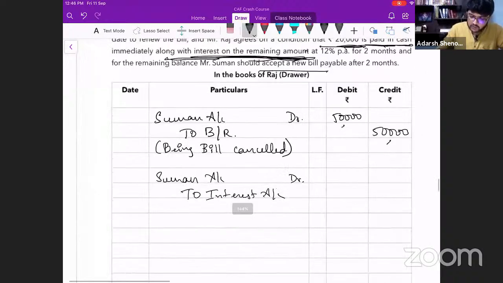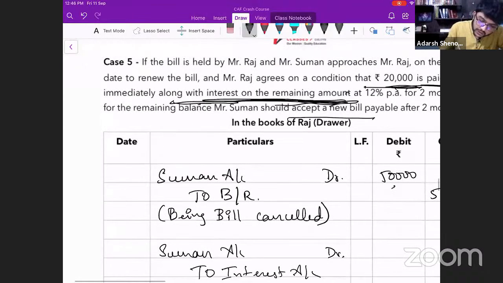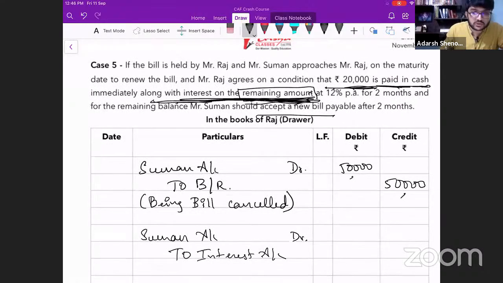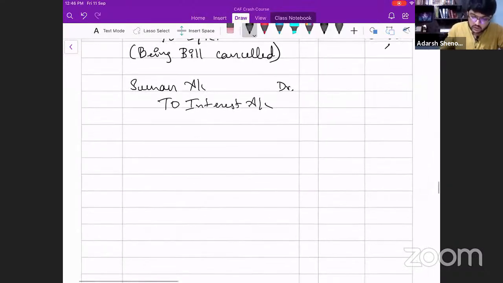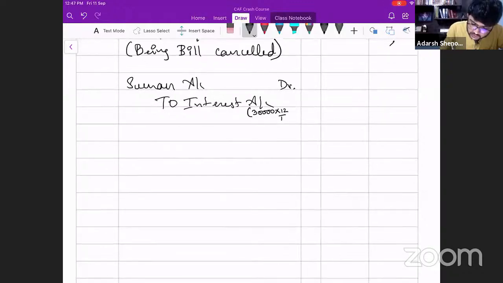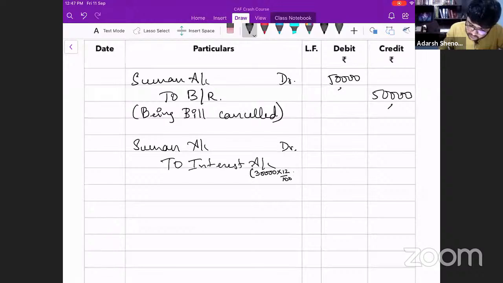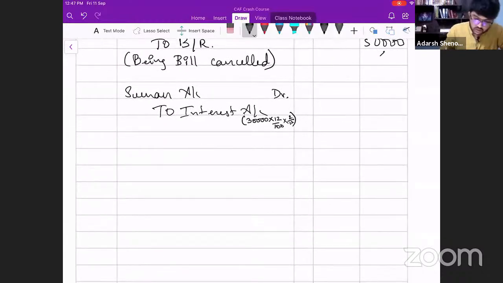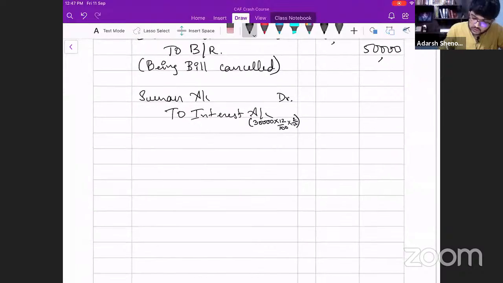How much is the interest? How did we calculate, sir? Interest is to be calculated on remaining balance. Shreyas, pay attention. On the remaining amount. How much is the total amount? 50,000 rupees was the total bill amount. In that 20,000 rupees is being paid upfront. Remaining amount is 30,000 rupees. So 30,000 rupees, you have to calculate interest on that. So that is 30,000 rupees into 12% into what? 2 by 12 for 2 months. So the amount is how much?